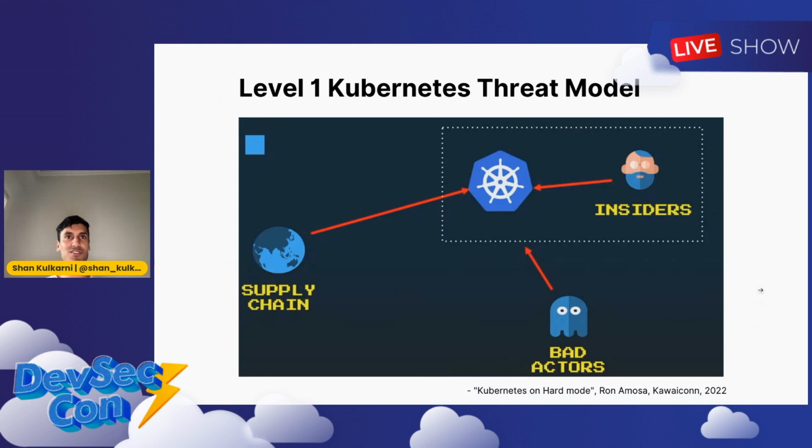So I'm proposing a very simple, almost like a level 1 threat model for Kubernetes. This is actually graciously appropriated from Ron Amosa's talk at KawaiiCon, New Zealand, called Kubernetes on Hard Mode. And in that talk, he dives a lot deeper into multi-tenancy specifically. But I really like this approach that the NSA and CISA published on the 3 main threat actors when it comes to Kubernetes clusters.